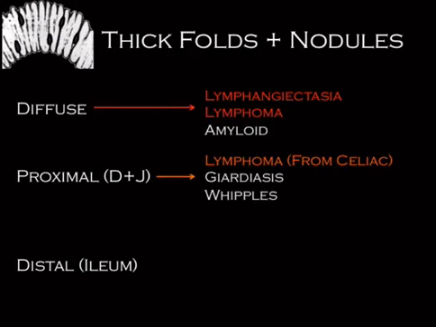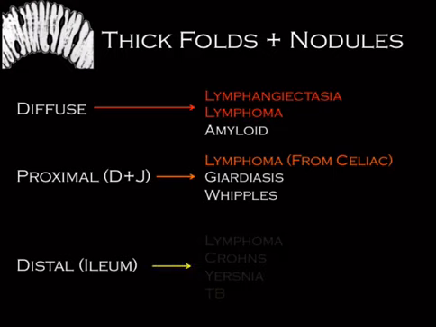Now, more proximal, which is going to be like your duodenum and your jejunum, you can think about lymphoma, or you can think about certain infectious processes which like to involve the proximal small bowel, Giardia and Whipple's. And if you remember, Whipple's is an infection that's seen in farmers or people that are exposed to animals or soil, and that can cause a malabsorptive or a protein-losing enteropathy as well.